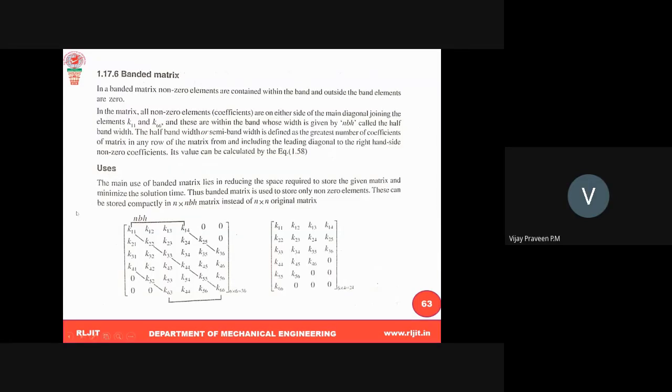See, banded matrix means that in a banded matrix, non-zero elements are contained within the band and outside the band the elements are zero. You can see this is a symmetric matrix. What is the size of this matrix? 6 by 6. 6 rows, 6 columns. You can see this is called a band, up to here. That is called NBH, the half band width. Inside the band there are non-zero elements like K11, K12, K13, K14, K21, K22. These are non-zero. Outside the band there are zeros, and that is known as a banded matrix.